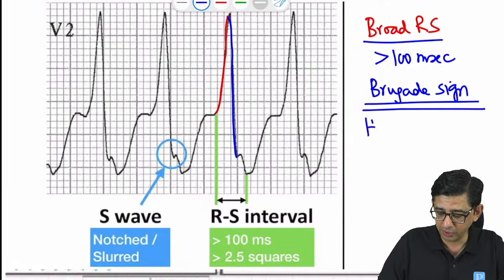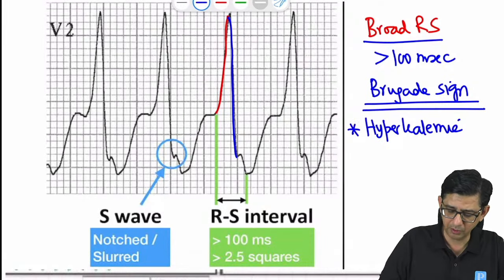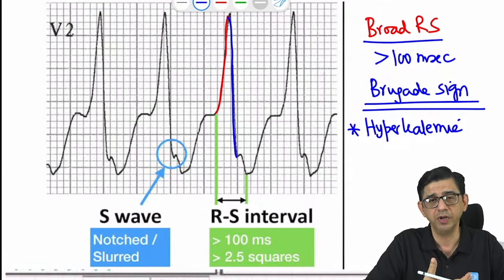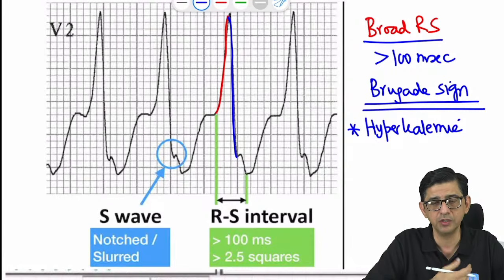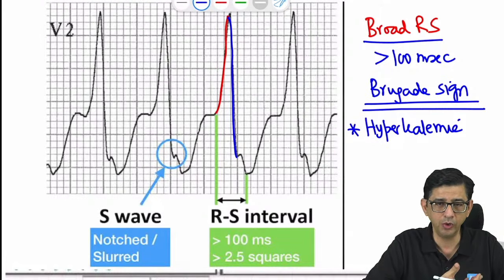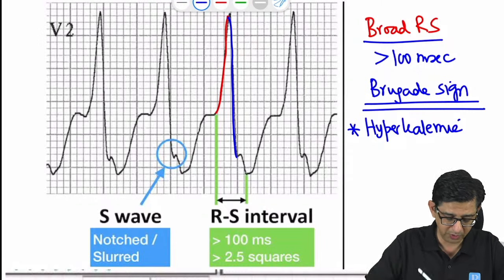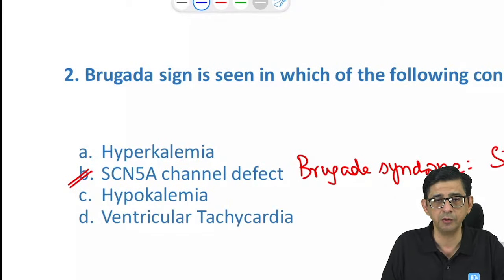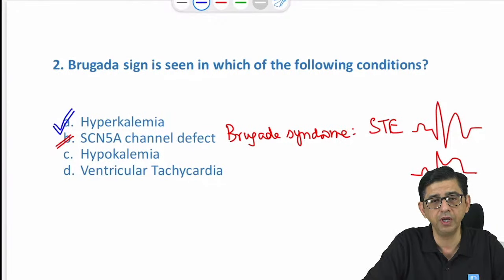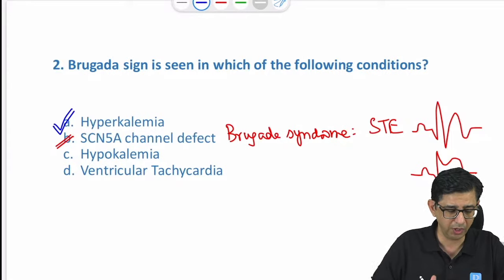One, this broad RS complex is a feature that is seen in hyperkalemia. And second, it can also be seen in ventricular tachycardia. But the most appropriate answer, as far as Harrison is concerned, is that he has mentioned Brugada sign for hyperkalemia. In fact, when I've described the ECG findings in hypo and hyperkalemia in my routine lectures, I have mentioned in passing that the word used is Brugada sign and not Brugada syndrome. That would be a broad RS complex. In this question, there are two very close options, VT as well as hyperkalemia. And the most appropriate correct answer for this one would be option A, the presence of Brugada sign, which simply means a broad RS complex.